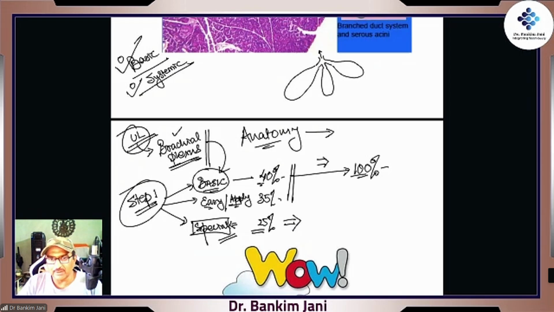Brachial plexus is one topic. Muscles of, say, rotator cuff muscle is one topic. So, but then there are 15 topics, 15 major topics in upper limb.